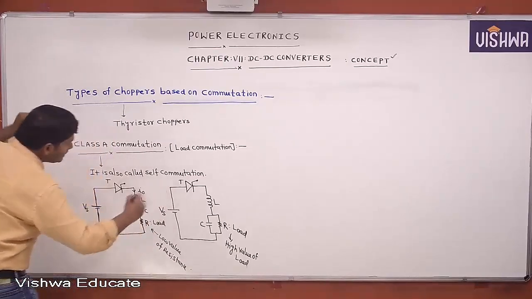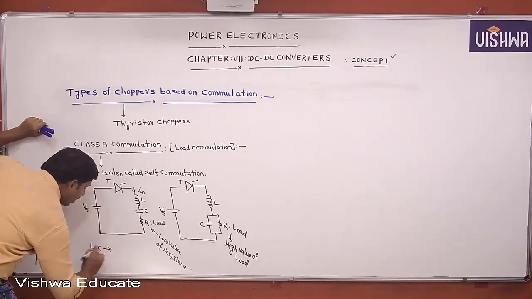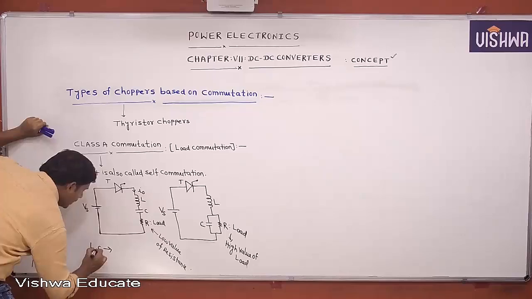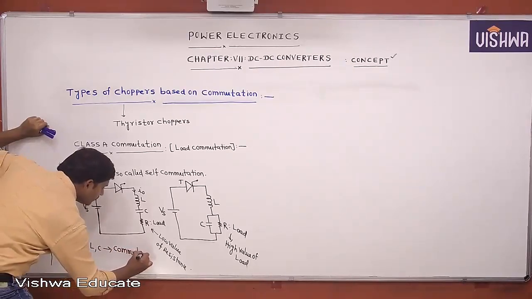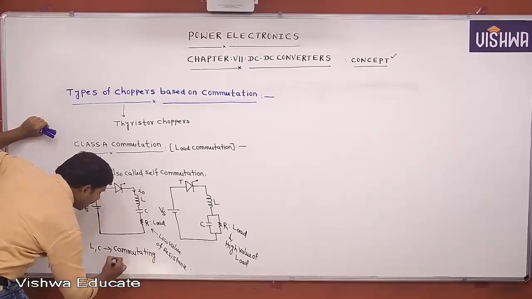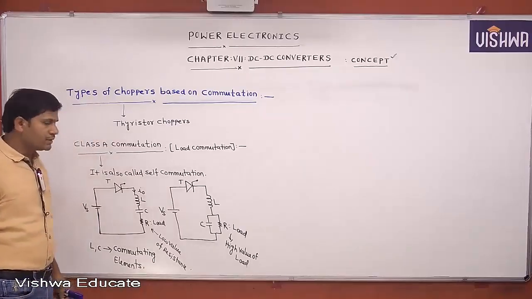Here, L and C are the commutating elements. They are not load parameters. These are commutating elements.